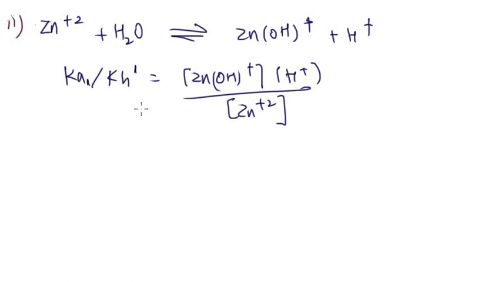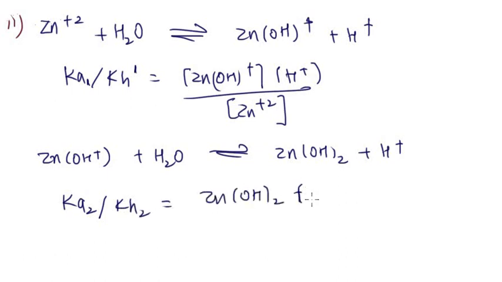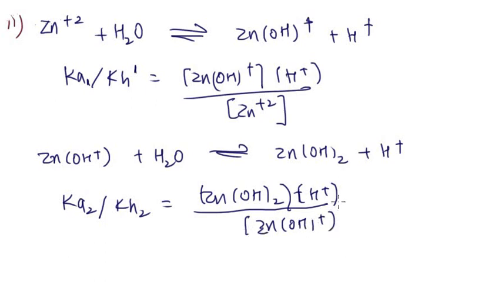But it could also react with one more mole of water. ZnOH plus reacts with H2O again, so it will form Zn(OH)2 plus H plus. So Ka2, or we could write it as KH2, equals Zn(OH)2 multiplied by H plus divided by ZnOH plus. So that's how we could write it.